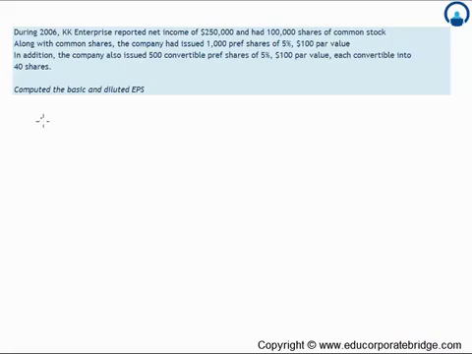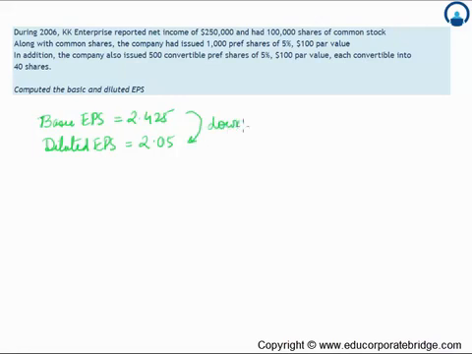In our previous example, we had seen that the basic EPS was around 2.425 and our diluted EPS was around 2.05. So we had seen earlier that this gets diluted and it goes down. Now what happens if we consider the convertible securities and the EPS actually moves up? Say, for example, EPS after taking into consideration the convertible preferred shares moves up to 2.45. So this will actually move up, right?